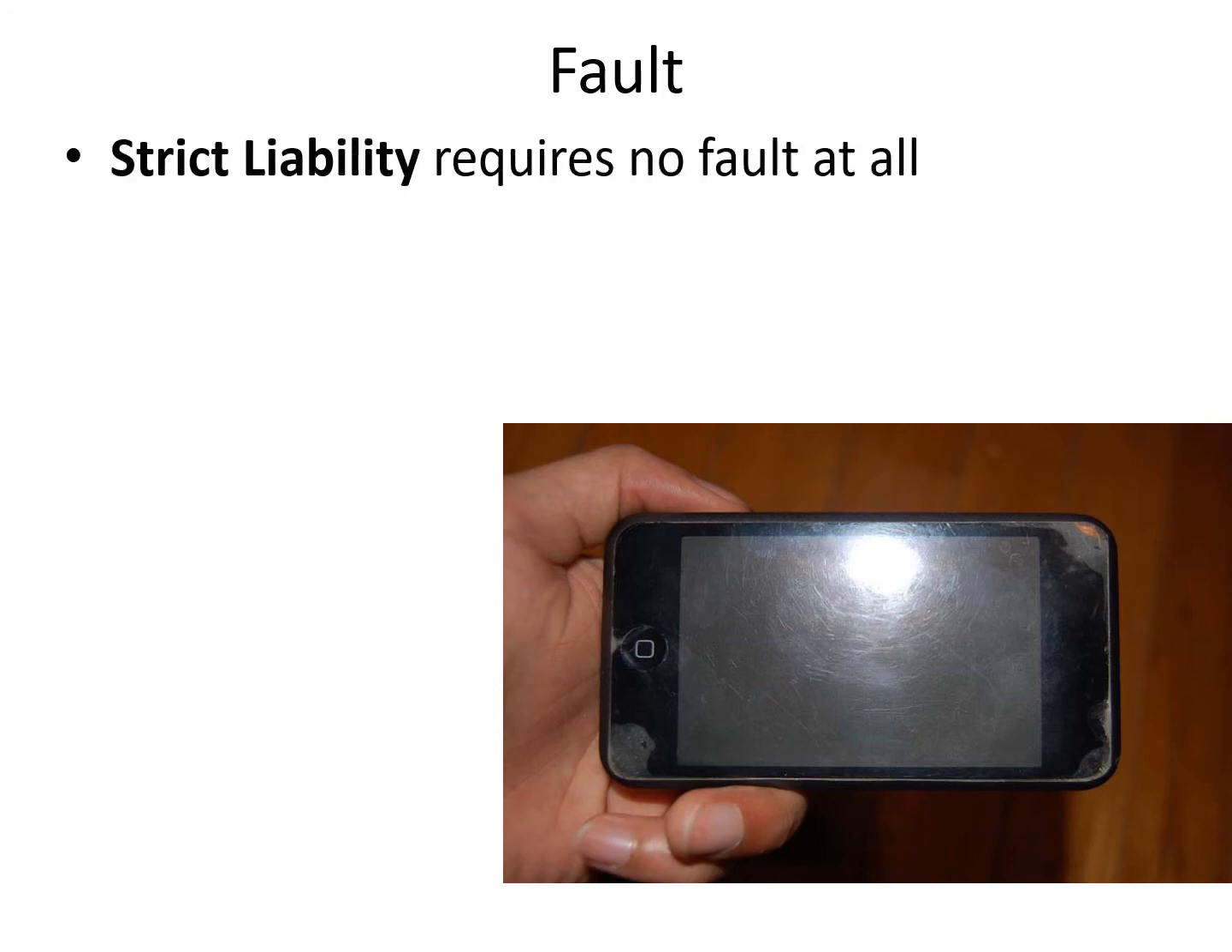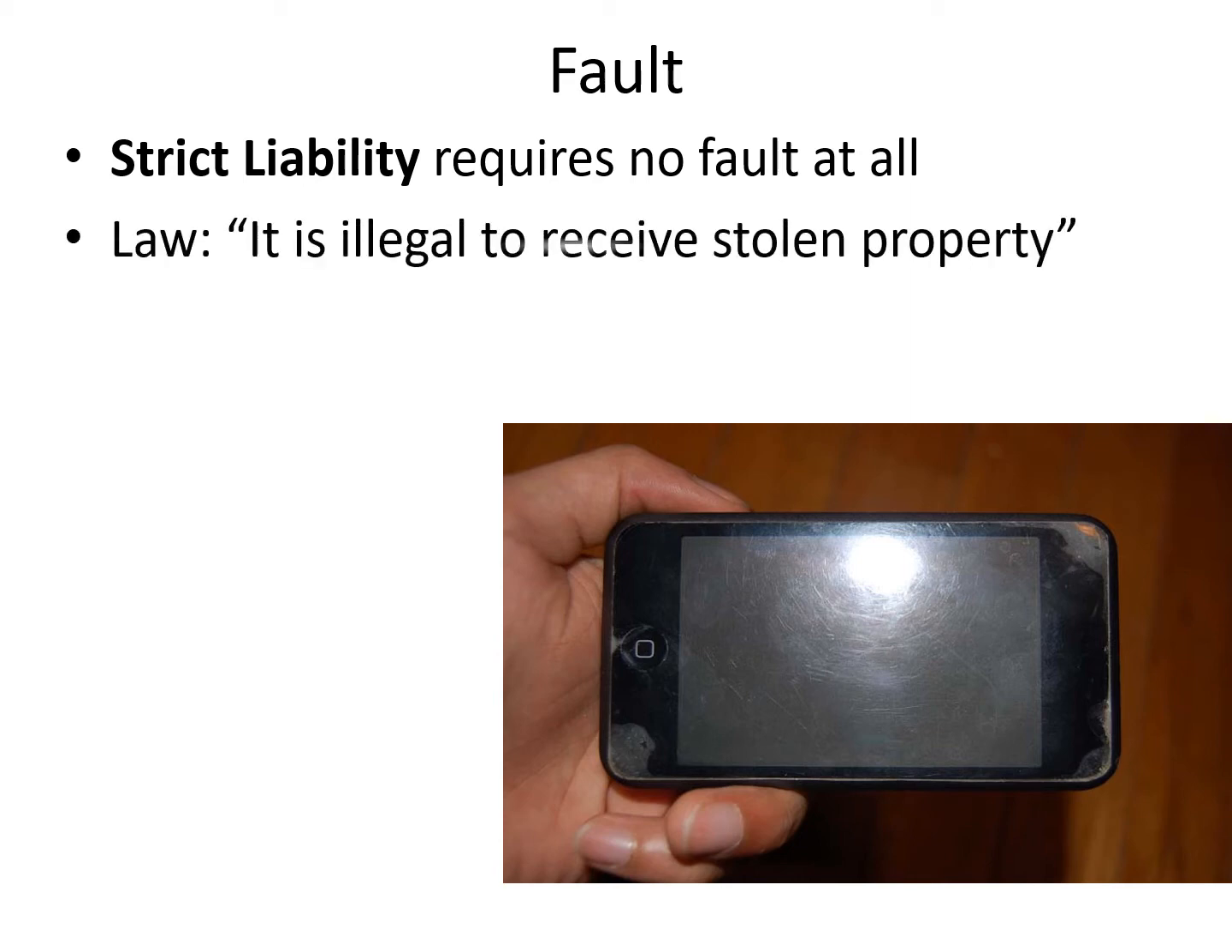All right, then let's talk about strict liability. There's 4 types of mens rea, all require some kind of fault. But on the bottom of that list, there's actually a 5th category called strict liability, and it requires no fault at all. So, what if the law says it is illegal to receive stolen property? It doesn't say anything about you knew it, or that you had reason to believe. It just said it's illegal to receive stolen property.